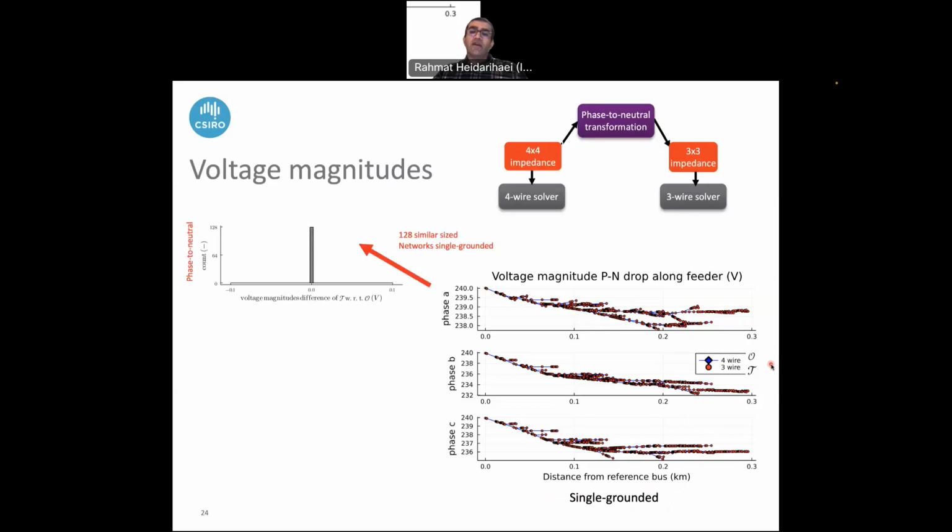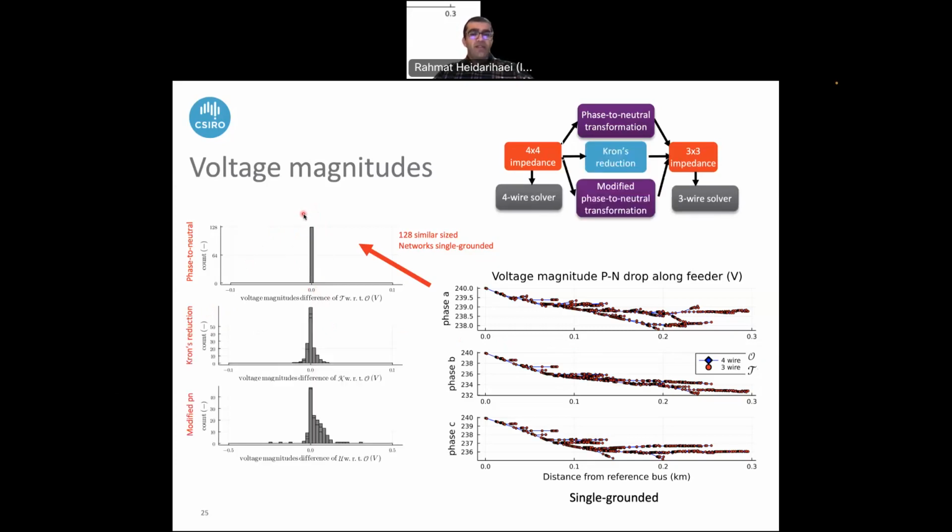We then performed the same comparison for similar networks, 128 similar sized networks, which are also single grounded. And as you can see, there is no difference between the transformed network model and the original network with 4x4 impedance matrices.